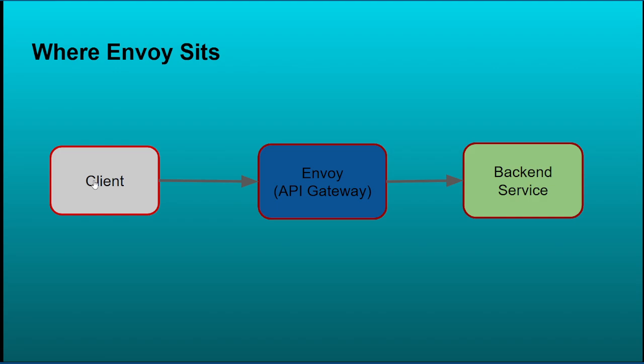Envoy exists to solve a very specific problem: how to consistently control traffic across many services. Instead of every service handling routing, retry, security, and observability on its own, Envoy centralizes those concerns.